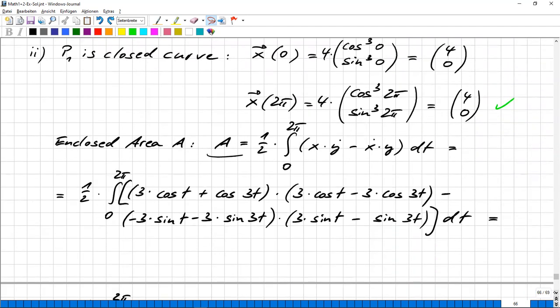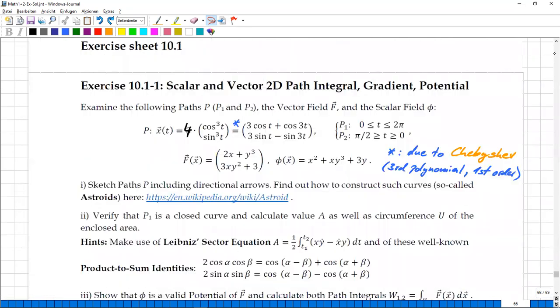So let's look at the enclosed area, which is then, due to Leibniz sector equation, the following. Now you can see that I obviously switched to the second representation for certain reasons. You might try both ways, but it turns out that using this, it's a little bit easier. So what do we see? It's just a fact that cubed cosine of t is the same as 3 times cosine of t plus cosine of 3t. Now just taking the derivative, is it? Let me think. Oh no, I think the first term is x times y dot.